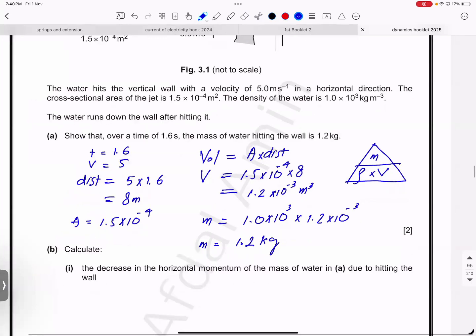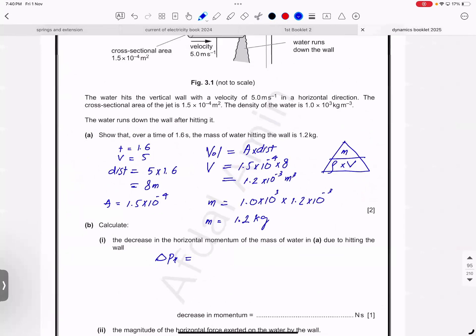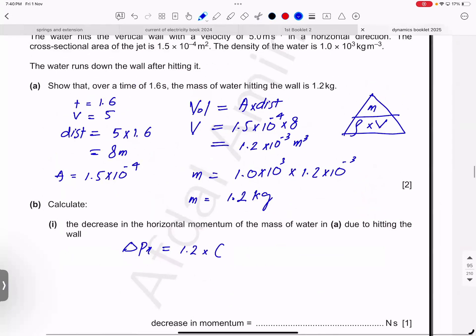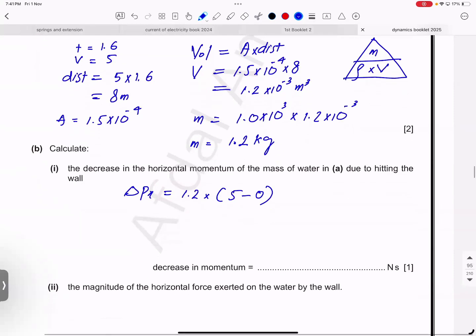Now, my dear students, calculate the decrease in horizontal momentum, delta px. So decrease is just a change. It has a momentum, then there is no horizontal momentum. So mass is 1.2, speed was 5. It falls vertically, so there is no more horizontal momentum. 6.